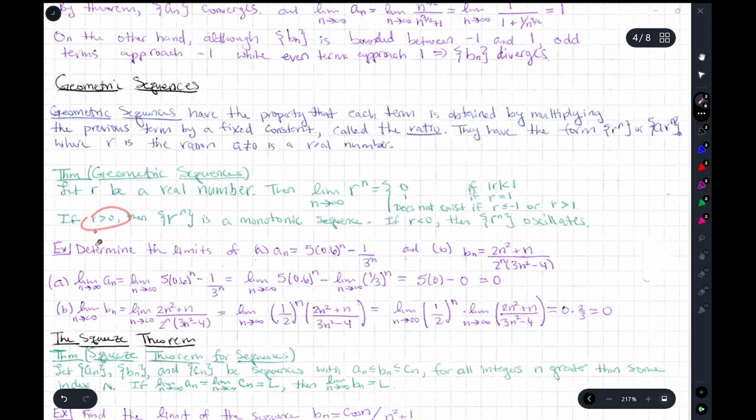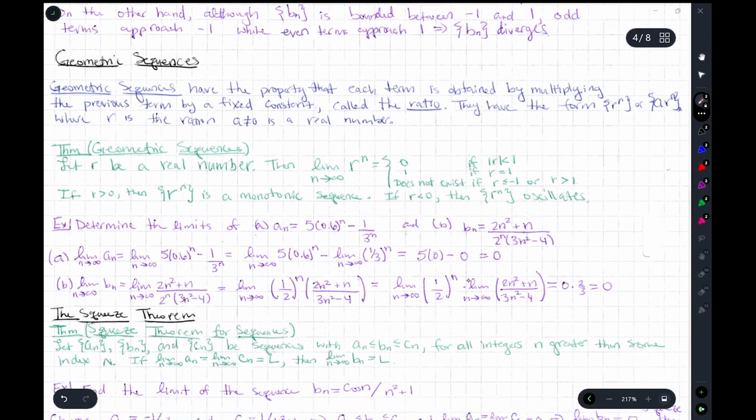If r is strictly greater than 0, then r raised to the power n is a monotonic sequence, okay? It will, in this case, either keep increasing or decreasing, okay? But it is a monotonic sequence. If r is strictly less than 0, then r^n oscillates, okay? So we don't get that monotonic behavior.